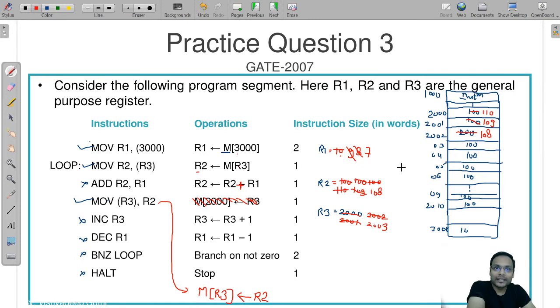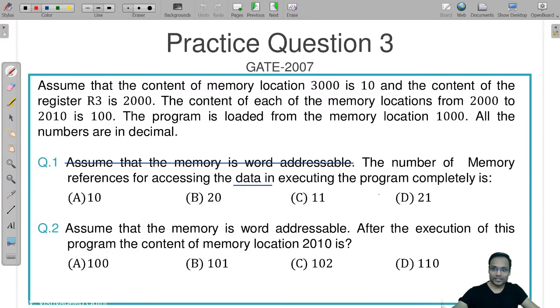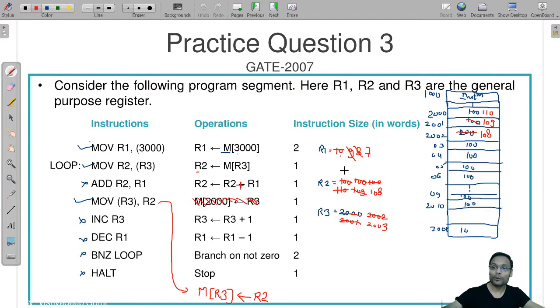What happens in that case? The case is very simple: the loop runs how many times? 10 times. So you can understand x is equal to 10. If x is 10, then this particular value becomes 2 into 10 plus 1. The answer is 21 memory references required. If the loop runs 10 times, then these 10 memory locations are updated.